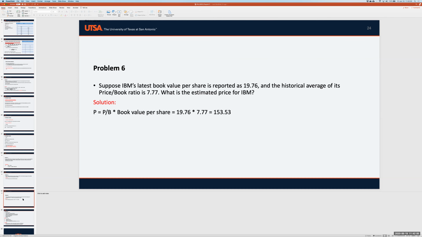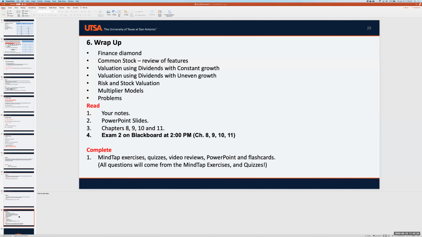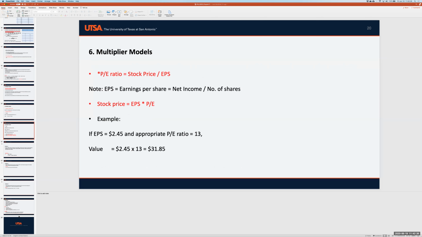Suppose IBM's latest book value per share is reported as 19.76, and the historical average of its price book ratio is 7.77. What is the estimated price? So we have the values for PB and the book value per share. So we find 157.53. Okay, we've finished all 2 chapters for this week.